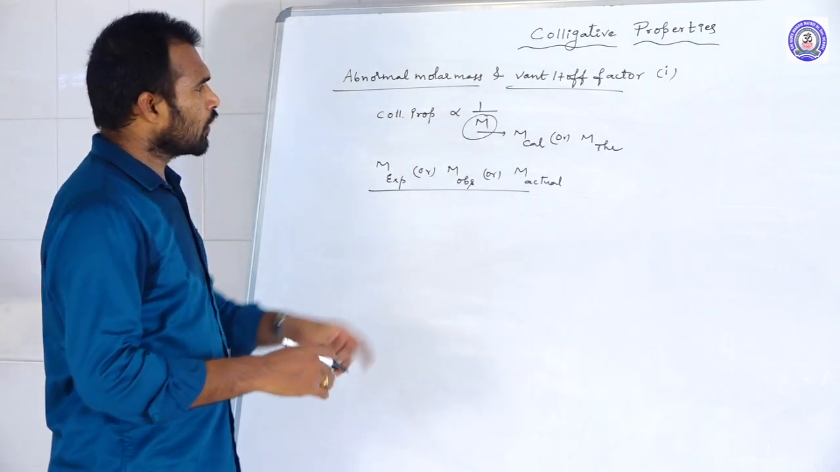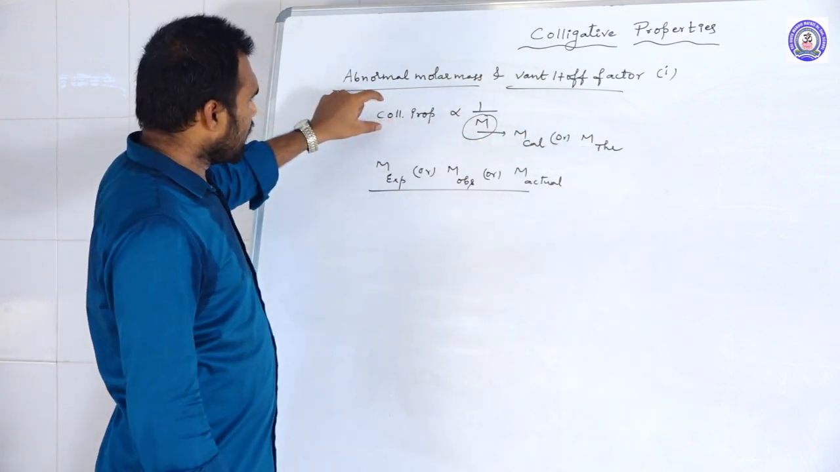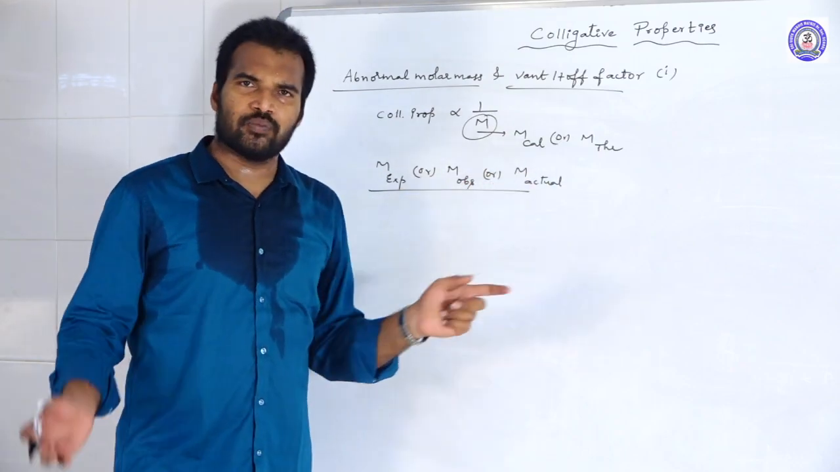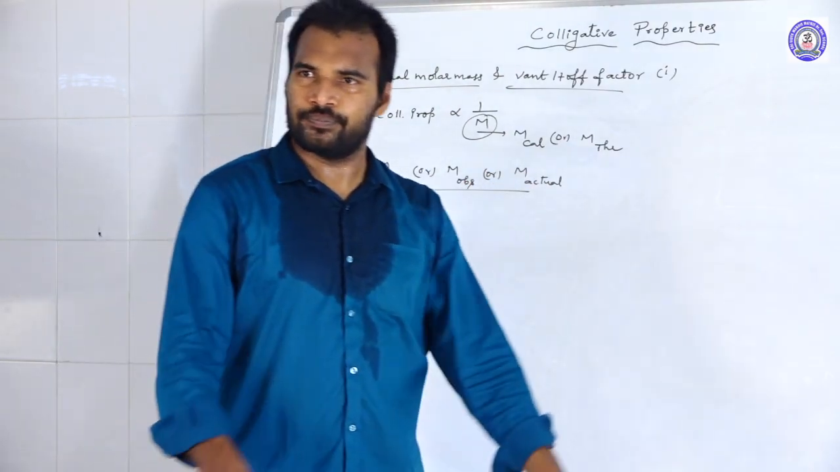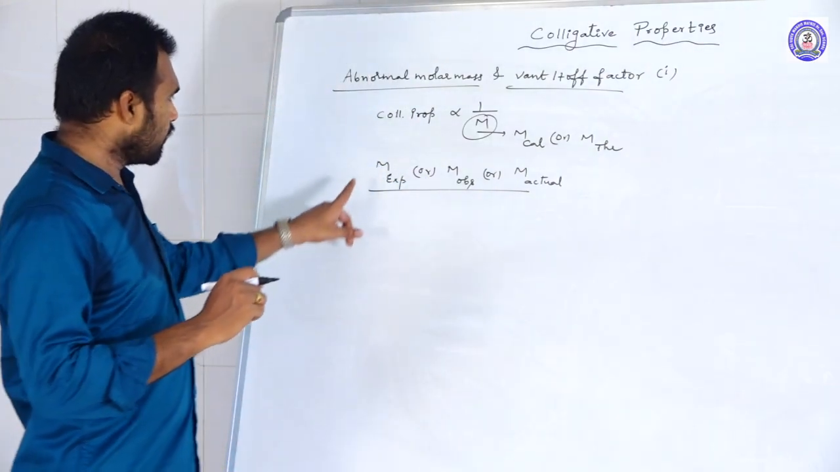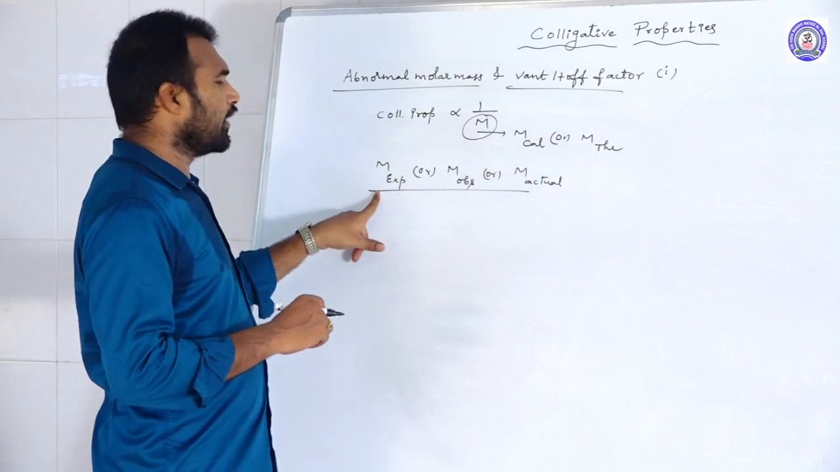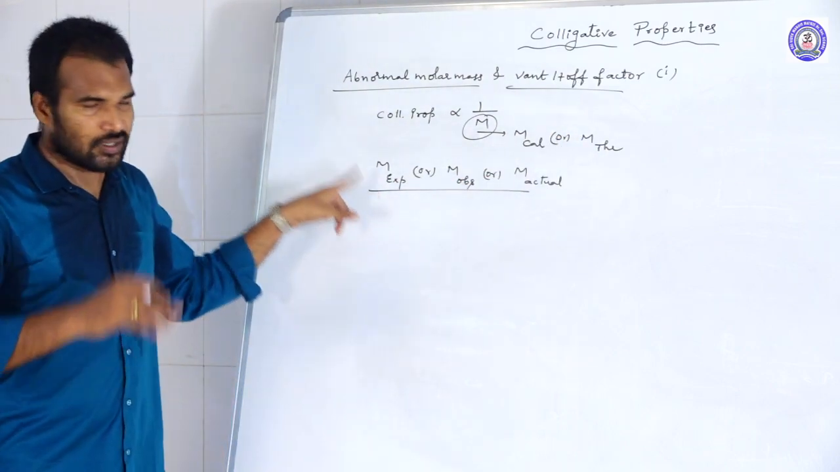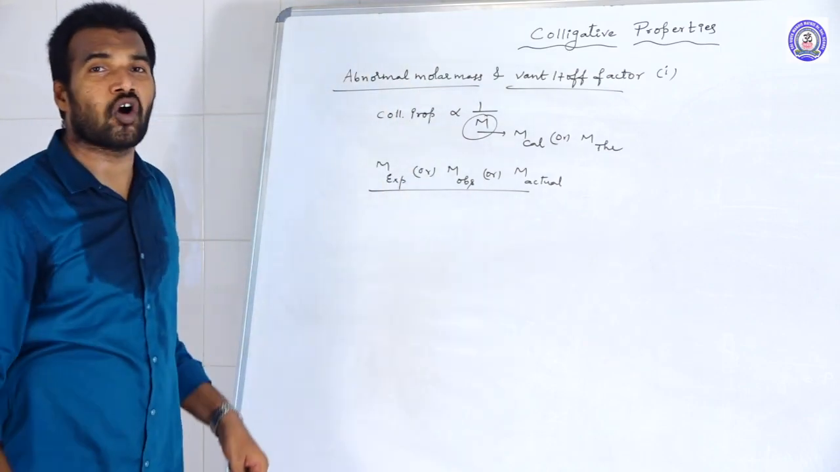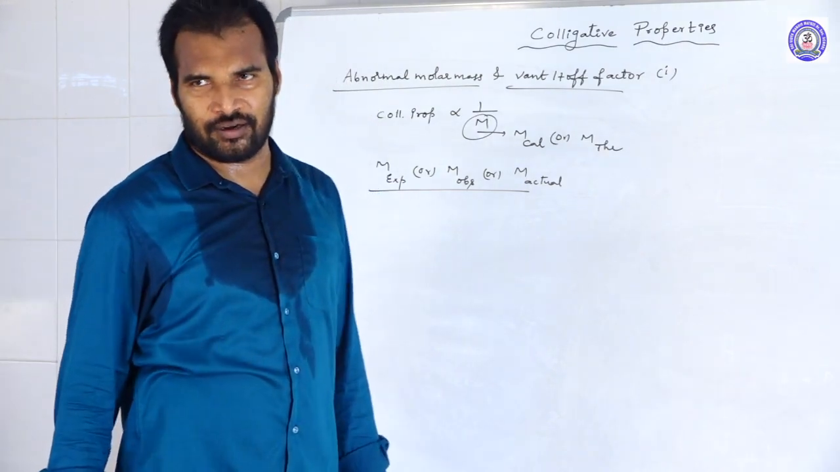Suppose the M theoretical value, the molecular mass calculated from colligative property, and the experimental molecular mass both match, then there is no problem. But in most cases there is a difference between the theoretical molar mass and the experimental molecular mass. That difference we call abnormalities in the molecular masses, simply called abnormal molecular masses.